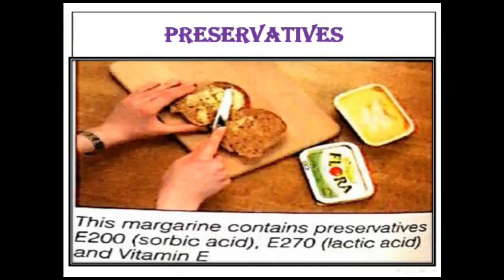Here we have seen margarine in our last lesson. This picture shows that margarine contains preservatives E200, that is sorbic acid, E270, that is lactic acid, and vitamin E. So this is what is in the margarine. So this is about the preservatives.